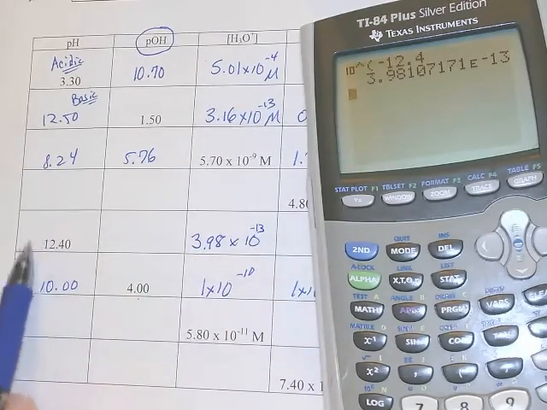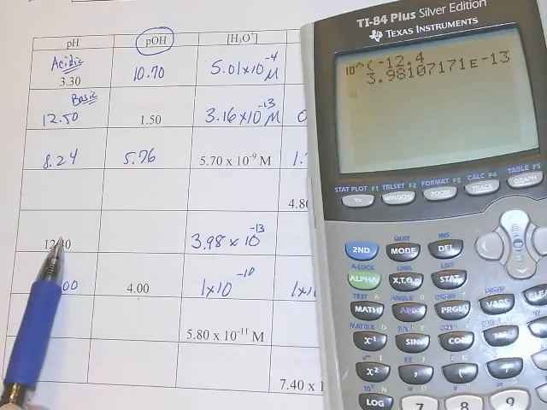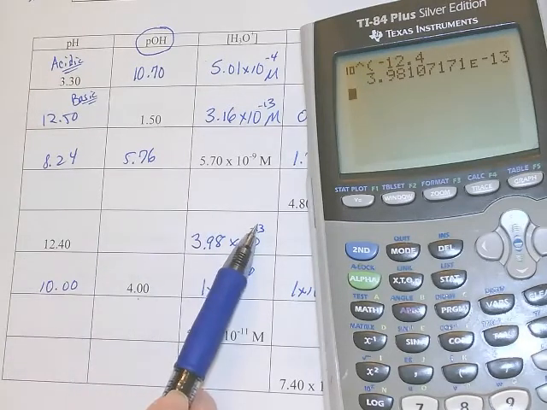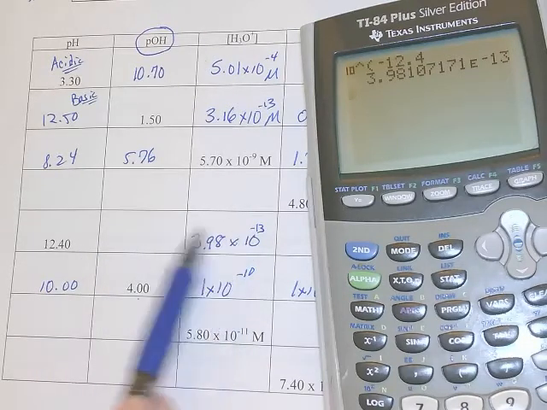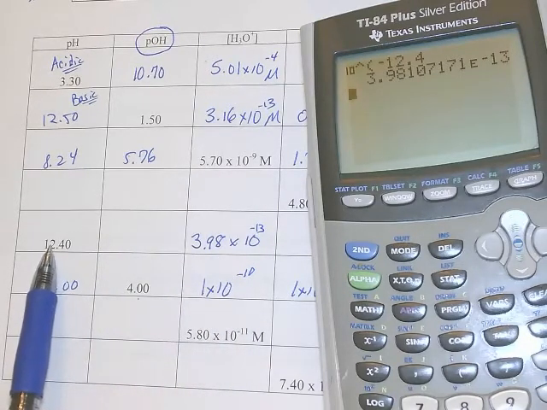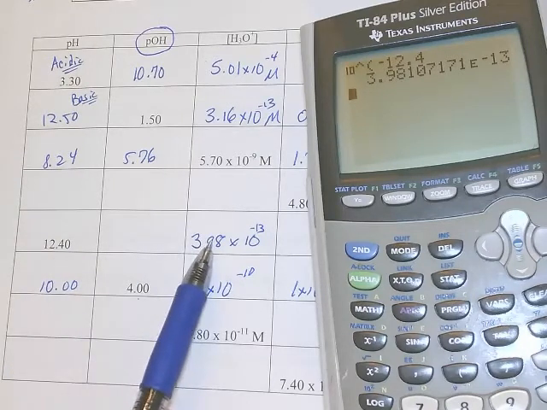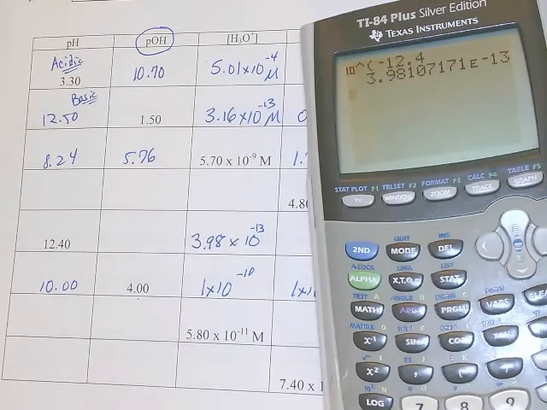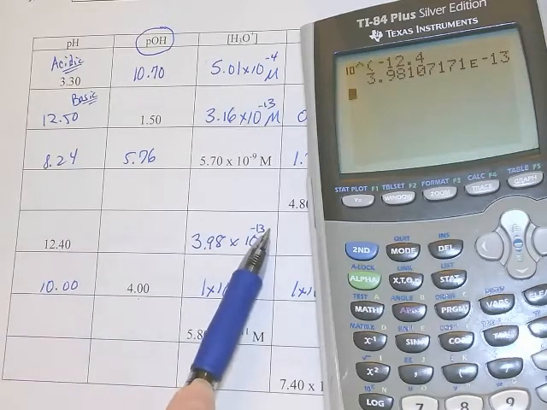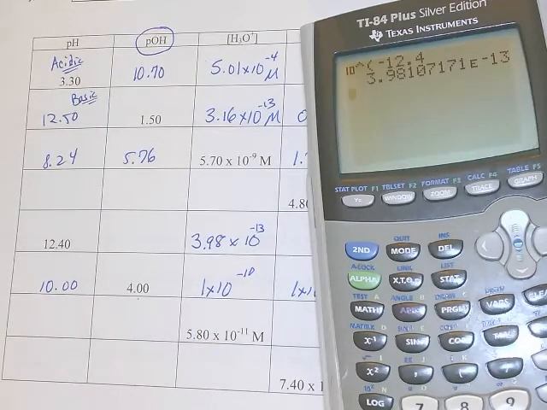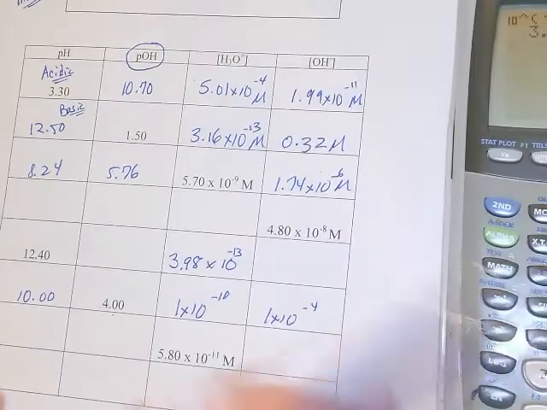So notice as this number got larger, this exponent got smaller. That's your inverse relationship. If this was 12, this would be 1 times 10 to the negative 12, but being slightly above 12 moves it to the negative 13. Okay. All right, let's go back up here.